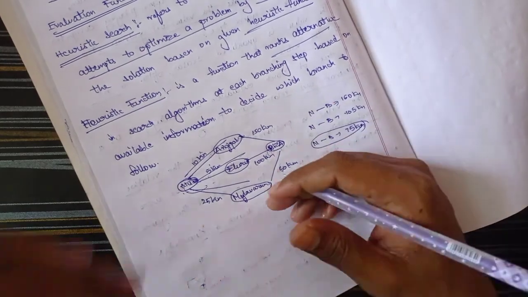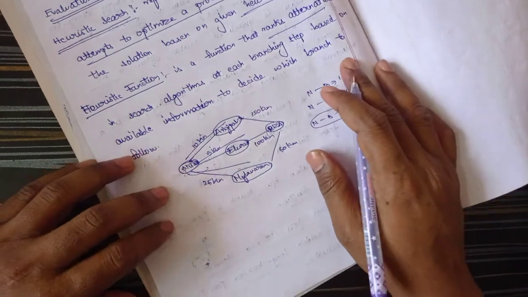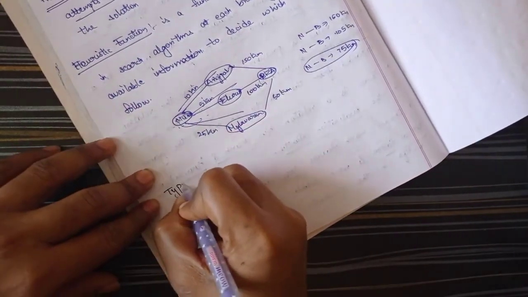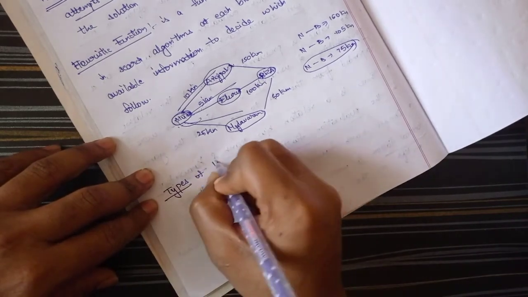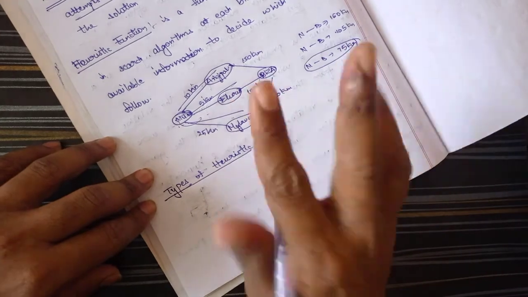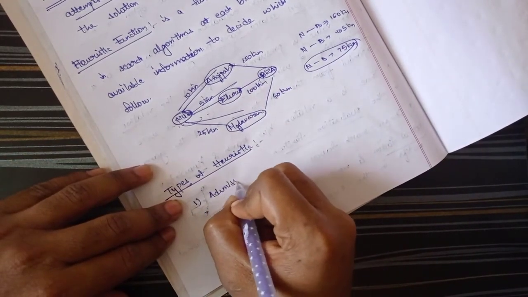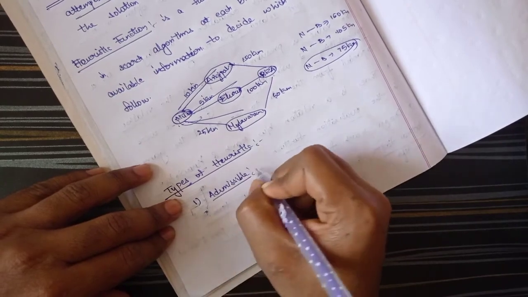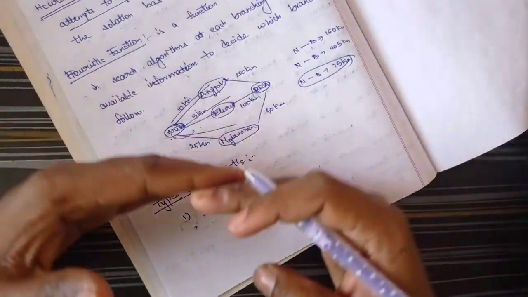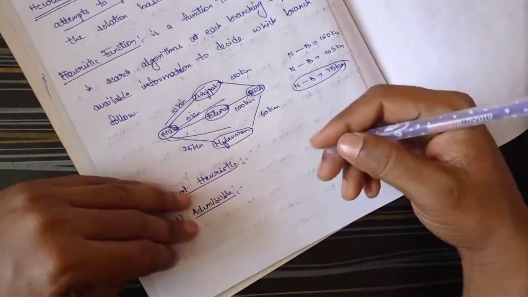So I will explain the types of heuristic with an example, so that you will get the concept clear. So there are two types of heuristic functions. Types of heuristic. So there are two types. First one is admissible, and second one is non-admissible. What is admissible is nothing but we'll be underestimating the heuristic function. In non-admissible, what we'll be doing is overestimating the heuristic function.